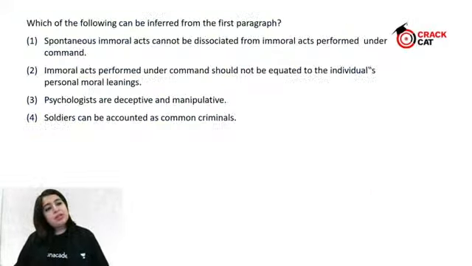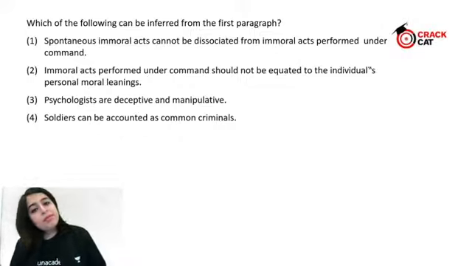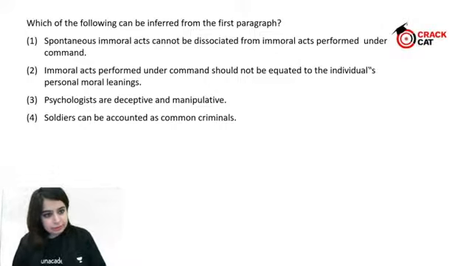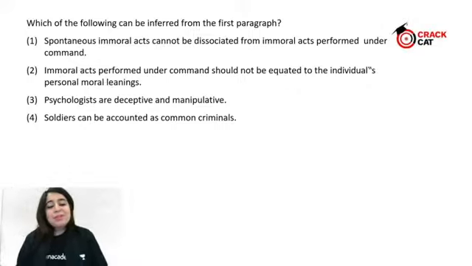The last question. It says, which of the following can be inferred from the first paragraph? Number one, spontaneous immoral acts cannot be dissociated from the immoral acts performed under command. Number two, immoral acts performed under command should not be equated to the individual's personal moral leanings. Number three, psychologists are deceptive and manipulative.